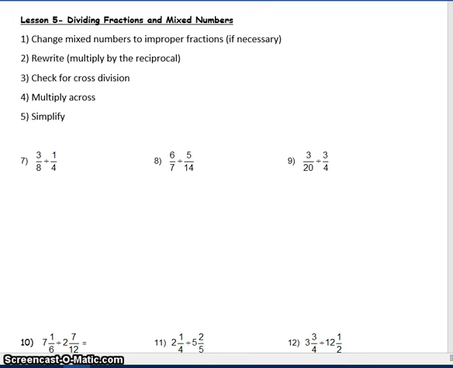Okay, so now we are dividing fractions, and dividing mixed numbers. Very similar. First step's the same: mixed numbers have to become improper fractions. Now here's where it changes. To divide fractions, we do have to rewrite the problem.